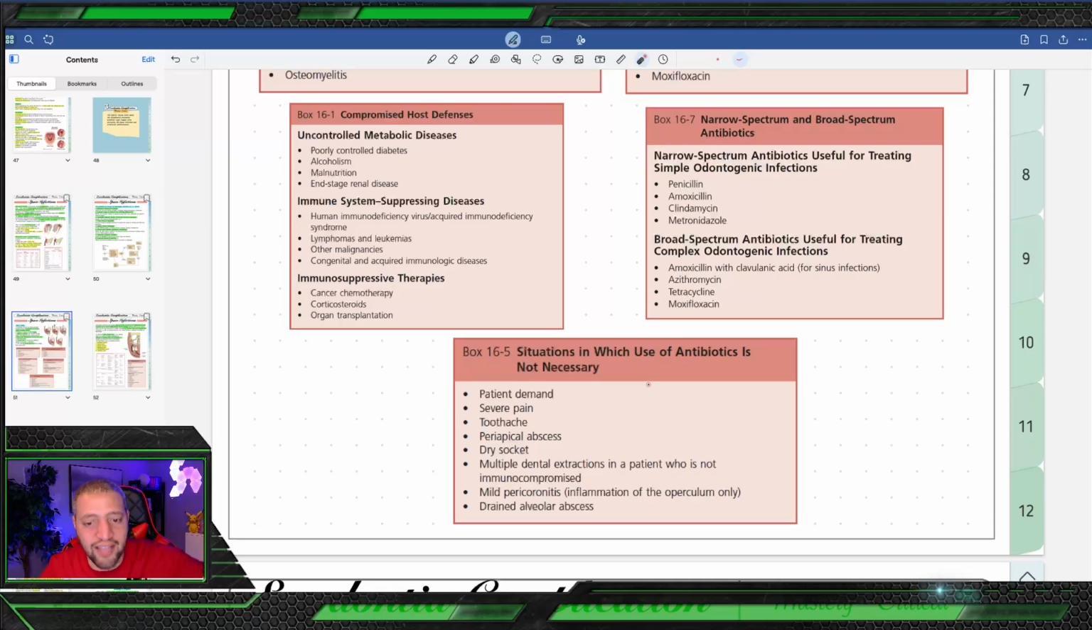I took a screenshot and brought it here because I know if I just discuss it, it will be confusing. How come we don't give antibiotics for such conditions? So this is the strict requirement to give antibiotic to your patient. Multiple dental extraction in a patient who is not immunocompromised. So multiple extraction, give antibiotic? No, unless he is immunocompromised. Mild pericoronitis, no, you don't give him antibiotic. Finally, a drained alveolar abscess. If you have an abscess that is drained, you don't give him antibiotic, okay?